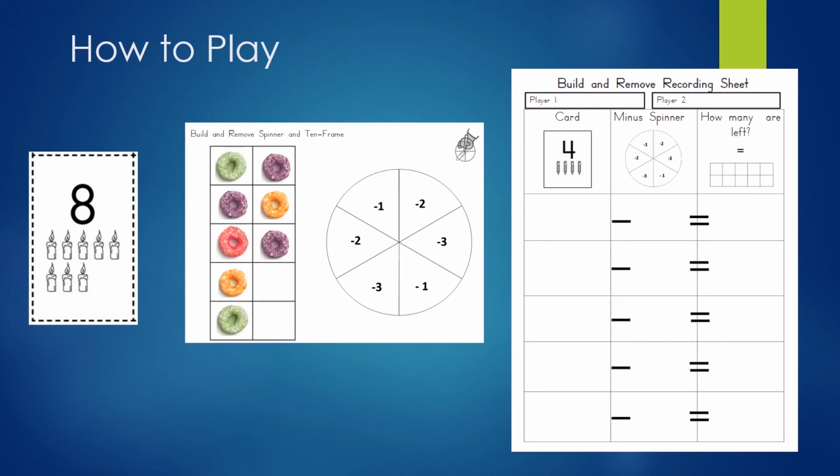When we spin, what are the possible numbers we may need to remove from our 8? Did you notice that the spinner might have us remove 1, 2, or 3? Let's pretend that I spin and my spinner lands on -3. I now must remove 3 Fruit Loops from my 10 frame.